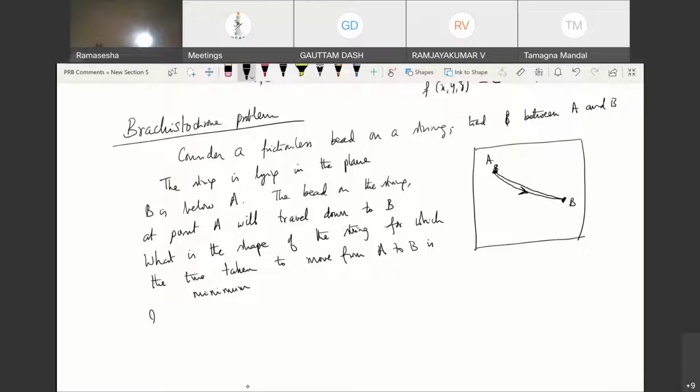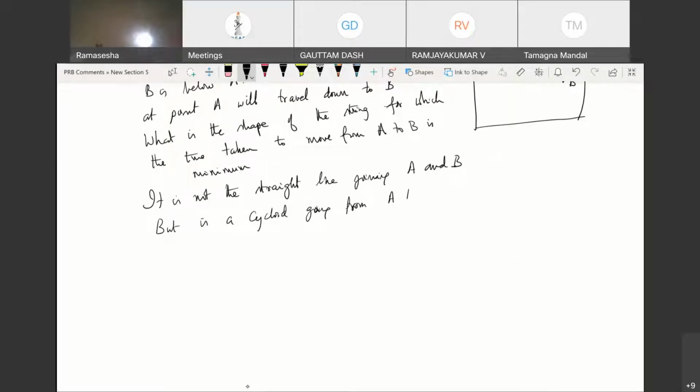Okay, so for this particular problem, it appears like the straight line. I'll just tell you the solution without going into it. It's not the straight line joining A and B. In fact, the straight line is one of the slower paths. The solution is a cycloid going from A to B. Cycloid is a very interesting curve.